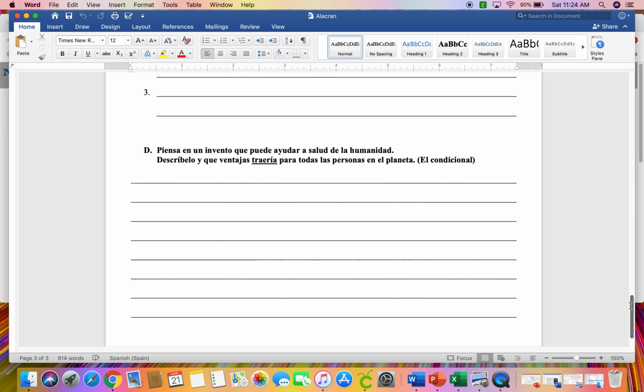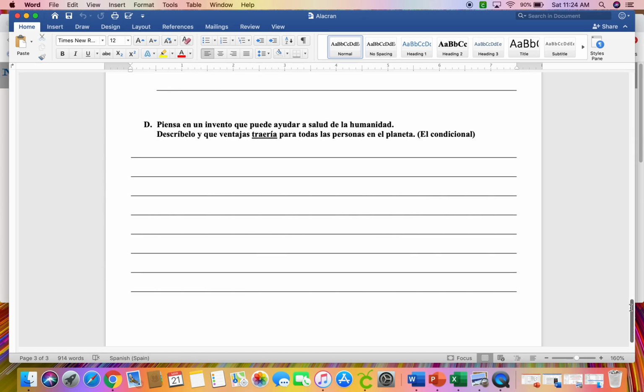And then part D: dice, piensa en un invento que puede ayudar a la salud de la humanidad. So think of an invention that could help the health of humanity. Descríbelo, describe it, y qué ventajas traería para todas las personas en el planeta. So describe it and give the advantages it would bring for the people of the planet. And here I want you to use the conditional tense. So this is the would. So what would this invention do for the people of the planet?